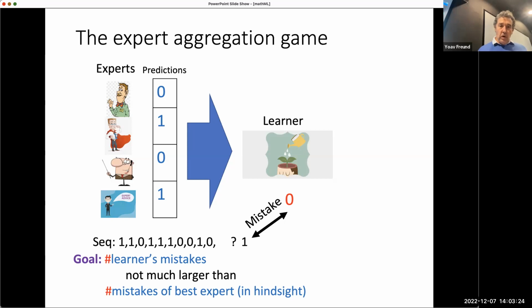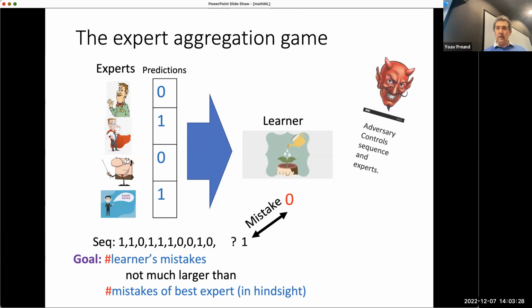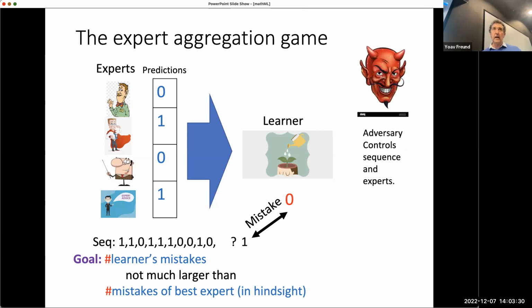This might seem quite a natural model, but the thing that makes it different from many others is that it's adversarial. This is basically a situation where an adversary controls both the sequence of things that you're trying to predict and the predictions of the experts. So how can you do anything in that context?